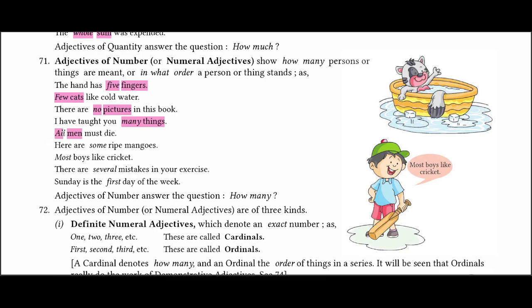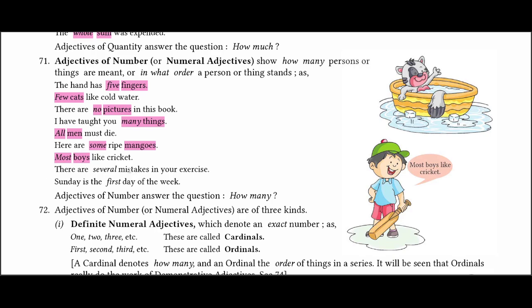All is telling the number of this noun. Here are some ripe mangoes. Mangoes or ripe mangoes is a countable noun. Some is telling the number of mangoes. Most boys like cricket. Boys is a countable noun and most is telling the number of boys.